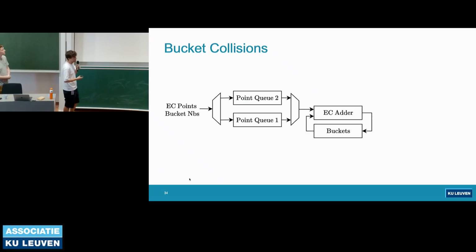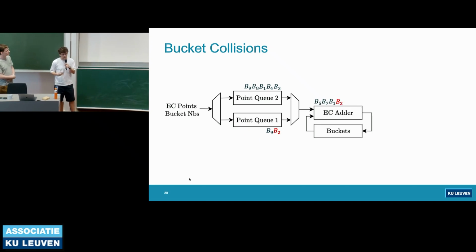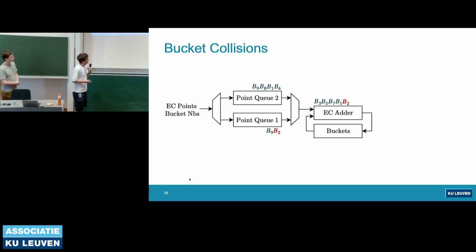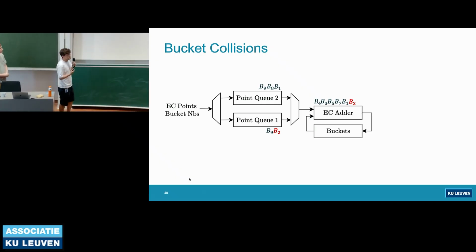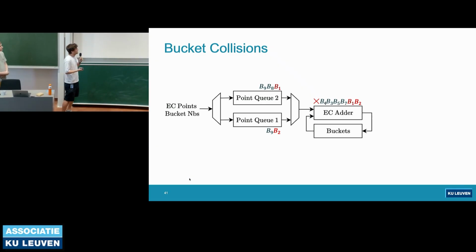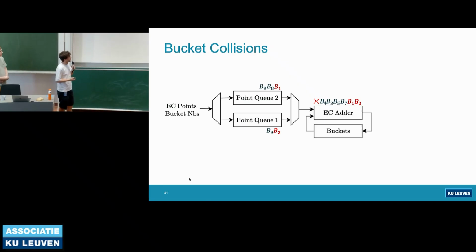So here we just fetch multiple points at the same time. We put them in separate queues. And when we start fetching points from the queues, we just start fetching from Q1. And whenever a collision happens, we just start fetching from Q2 instead. Of course, it can happen that in both queues there is a colliding point. Okay, then we are stalling the pipeline, unfortunately.